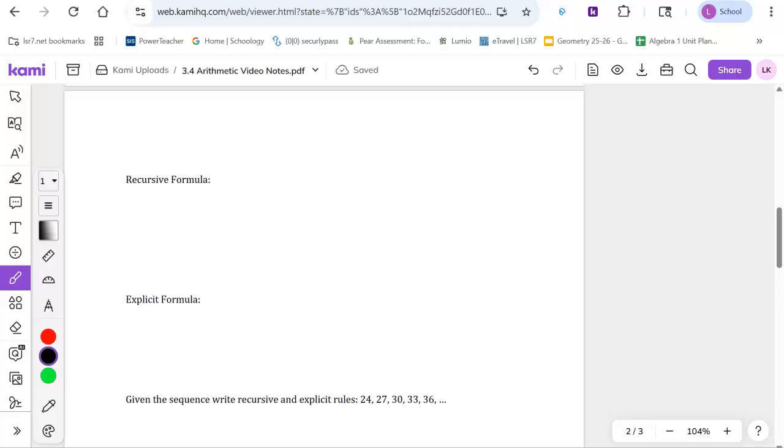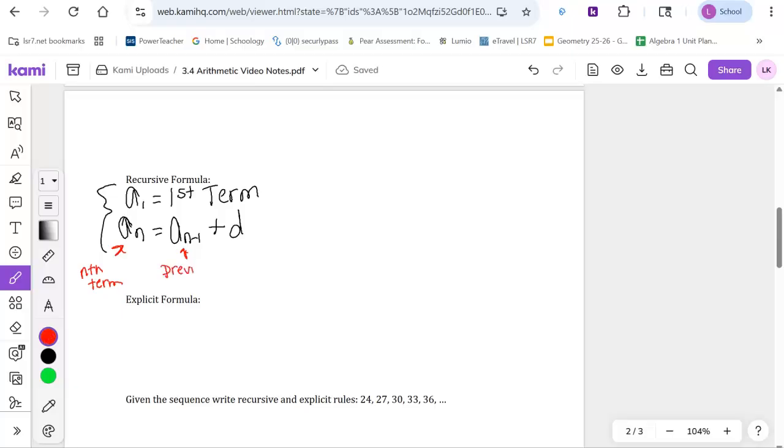The recursive formula is a sub 1, the first term, and then a sub n equals a sub n minus 1 plus d. a sub n is the nth term. a sub n minus 1 is the previous term. And d is the common difference.